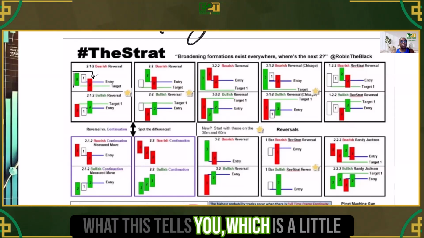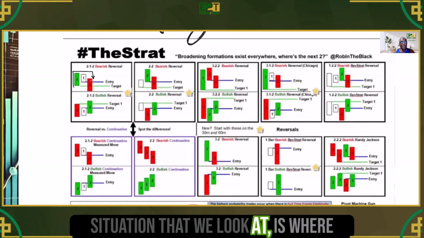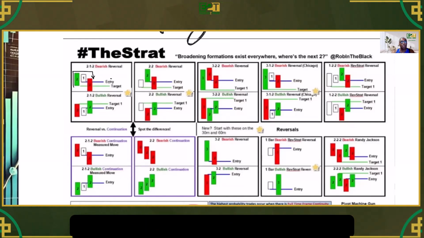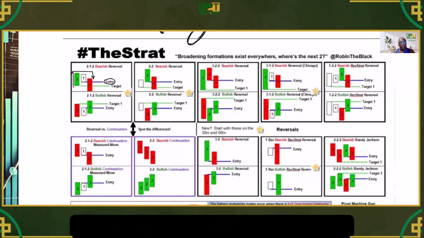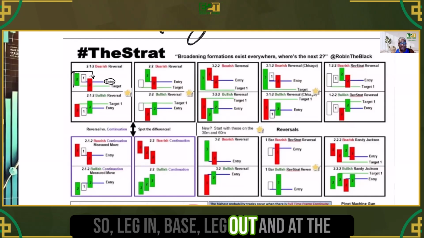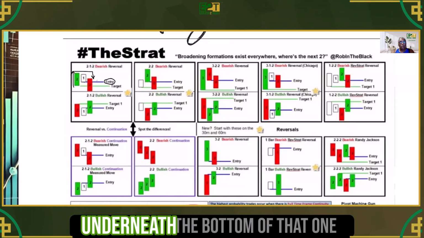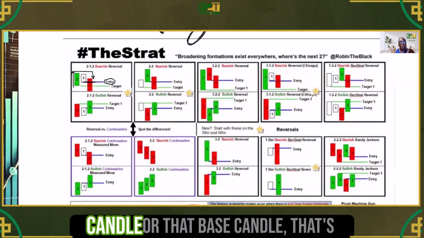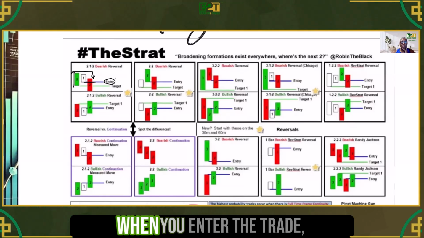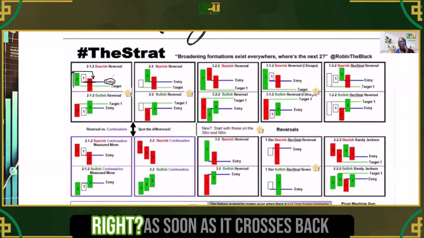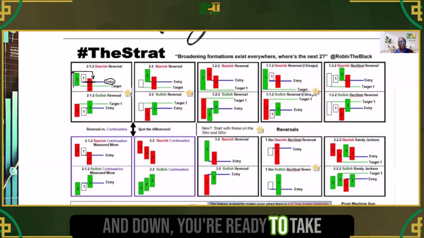But what this tells you, which is a little bit different than the sell zone situation that we look at, is where do you take entry? It says, okay, the price went up. So leg in, base, leg out. And at the leg out, as soon as it crosses underneath the bottom of that 1 candle or that base candle, that's when you take entry. That's when you enter the trade, right? As soon as it crosses back across this 1, you're ready to go down, you're ready to take entry.